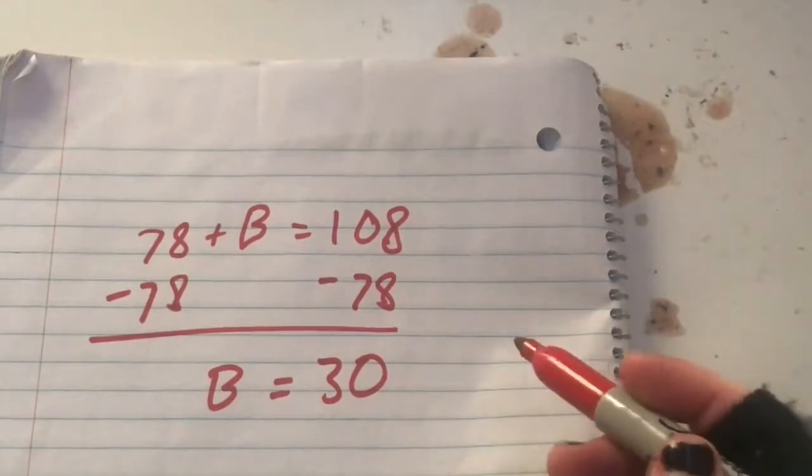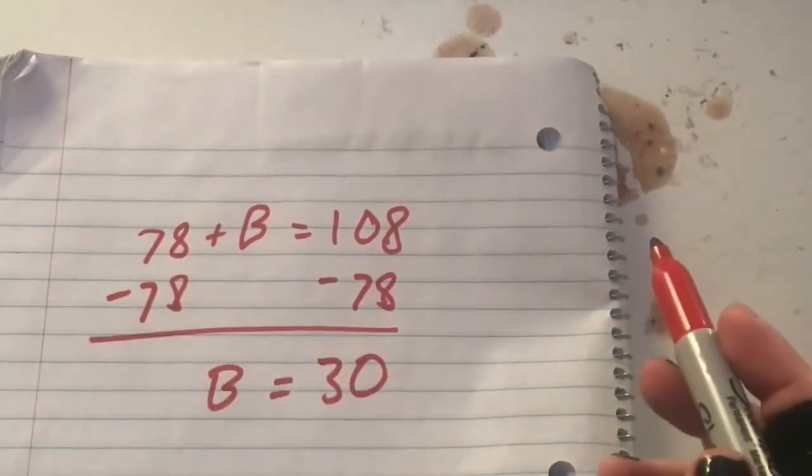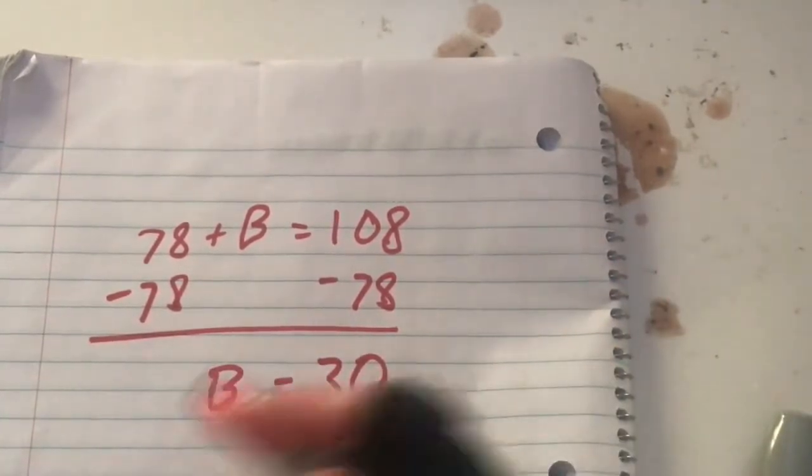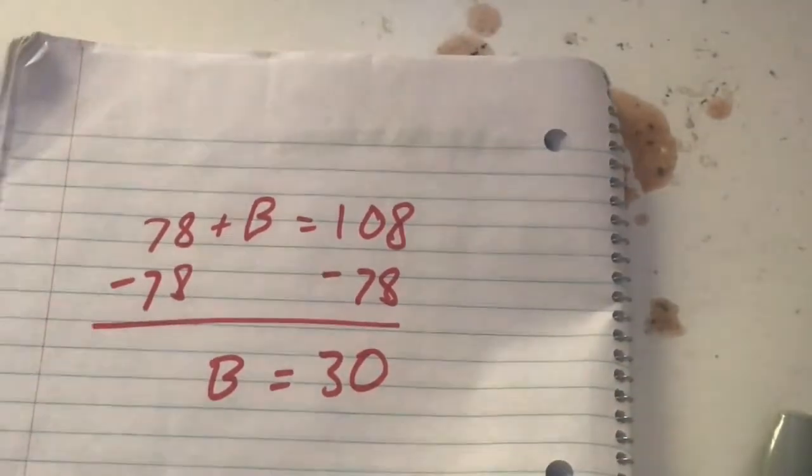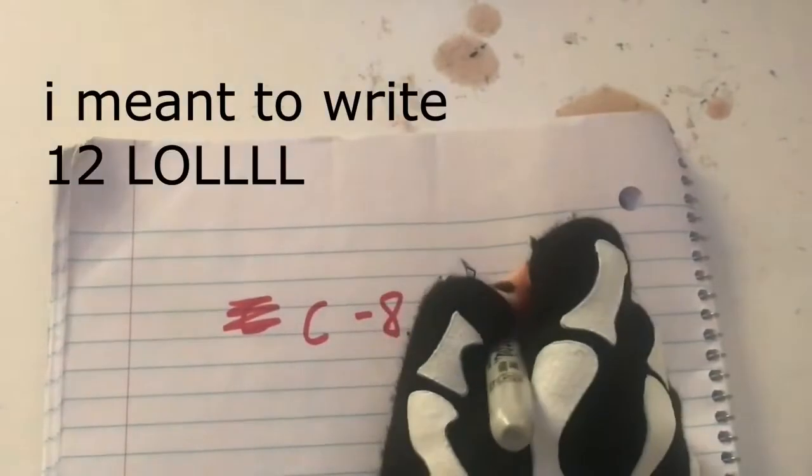Now that was the addition problems, even though you'd be subtracting both sides. Now we're going to be doing the opposite, which is the subtraction problems. So for this subtraction problem, you'd be doing c minus 8 equals 12.